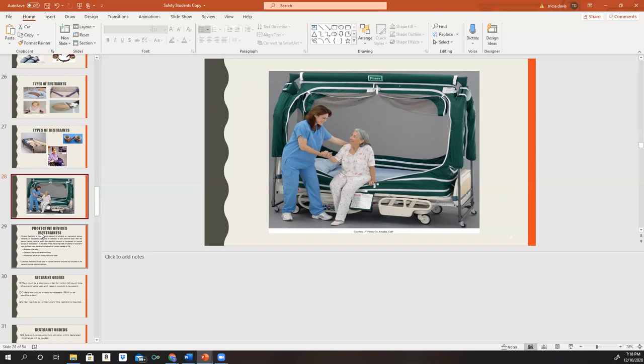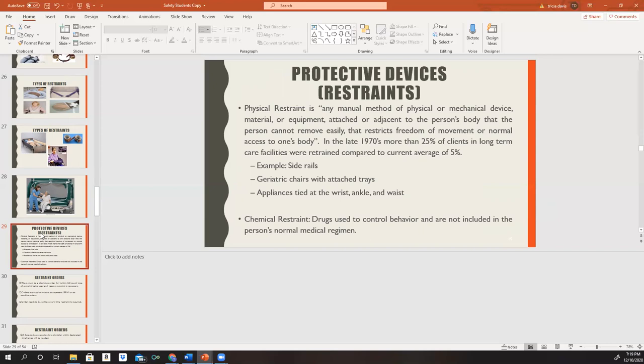So protective devices, restraints. A physical restraint is any manual method or physical or mechanical device, material or equipment attached or adjacent to the person's body that the person cannot remove easily, that restricts freedom of movement or normal access to one's body. In the late 1970s, more than 25% of clients in long-term care facilities were restrained, compared to the current average of 5% today. That's a huge difference.